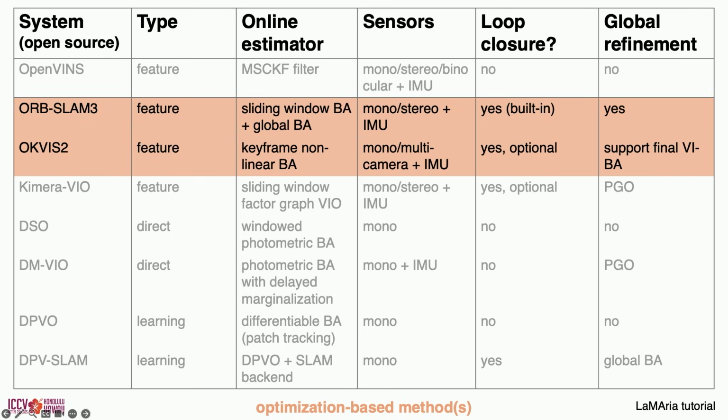Next is OKVIS2. OKVIS2 is an extension of OKVIS, and it's also an optimization-based visual-inertial SLAM system.